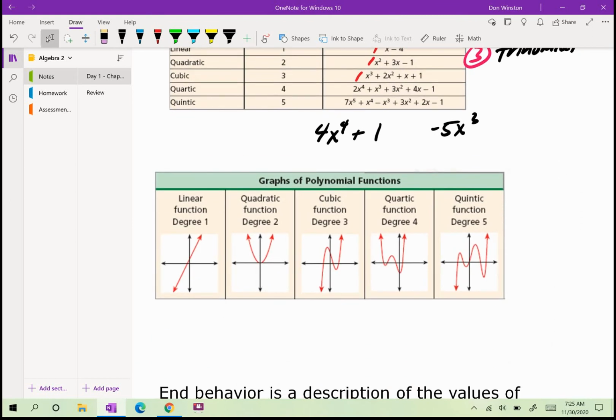Now let's look at the graph of polynomial functions. Linear function, degree 1, it's just a straight line. Quadratic function, degree 2. Cubic function, one possibility for a cubic function will look like that. It's degree 3. Quartic function, degree 4. And then quintic function, degree 5.